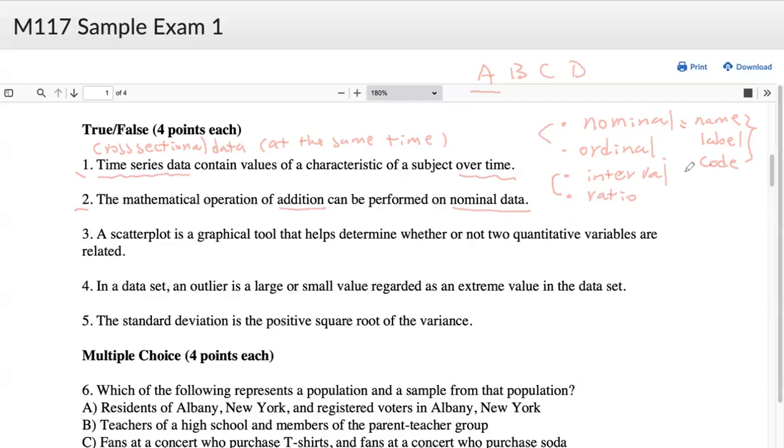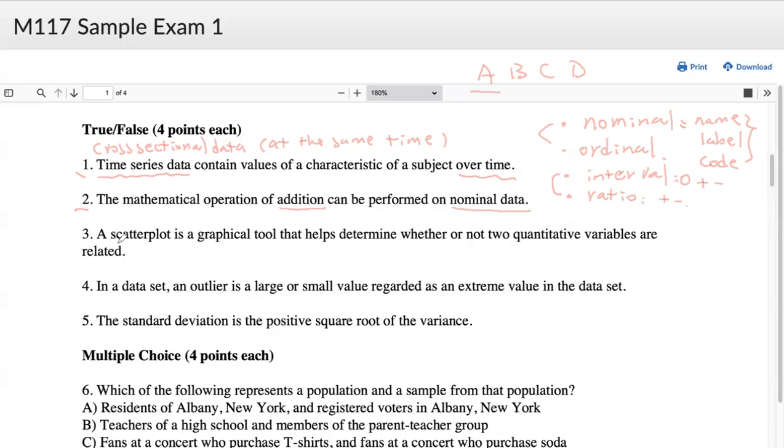In interval, the definition says zero doesn't have a true meaning. Ratio means we can do division, and zero has a true meaning. So in interval, we can do plus and minus, but zero doesn't really mean anything. In ratio, we can do plus, minus, multiplication, and division. So ratio measurement is the highest measurement.